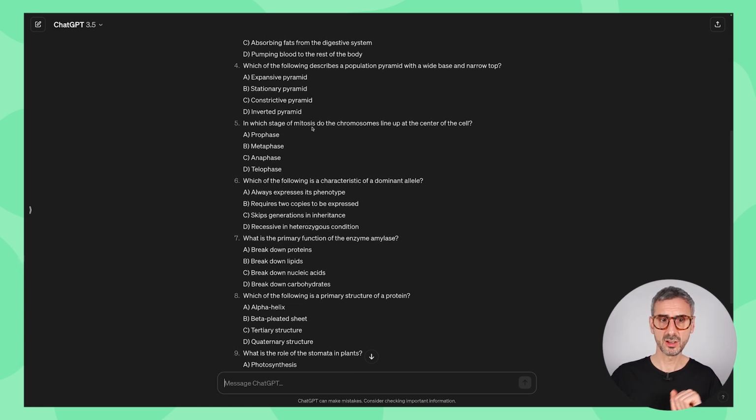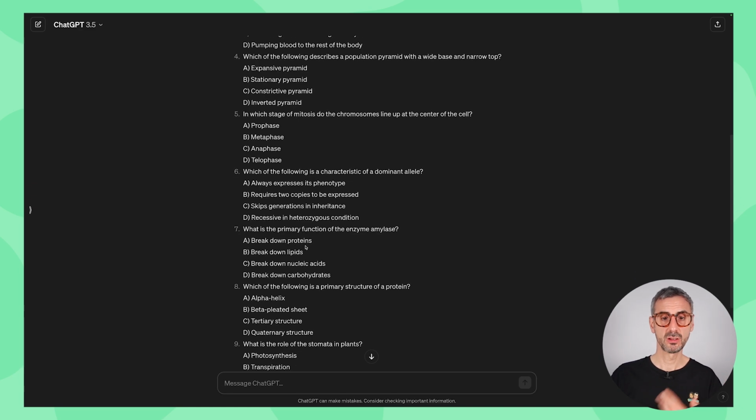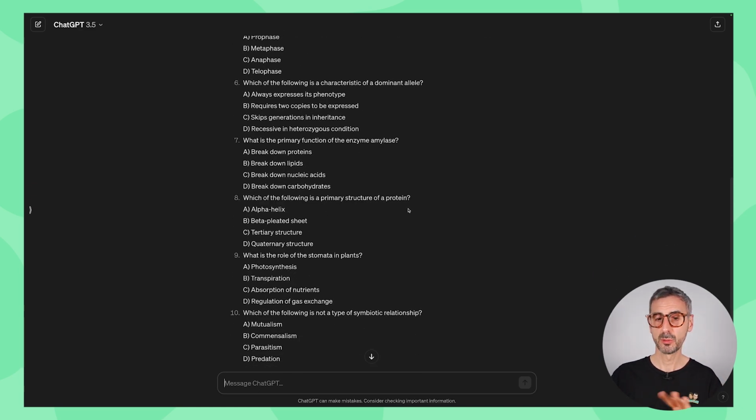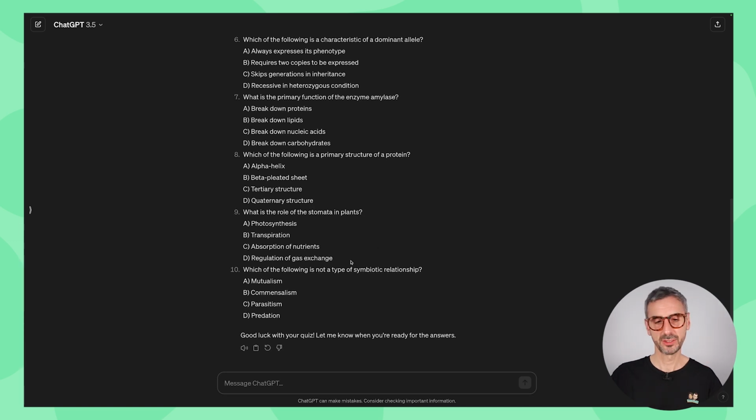In which stage of mitosis do the chromosomes line up at the center of the cell? Which of the following is a characteristic of a dominant allele? What is the primary function of the enzyme amylase? Which of the following is a primary structure of a protein, etc., etc. I have my 10. So, okay, it didn't give me the answers. Good luck with your quiz. Let me know when you're ready for the answers. Like, show me the answers.